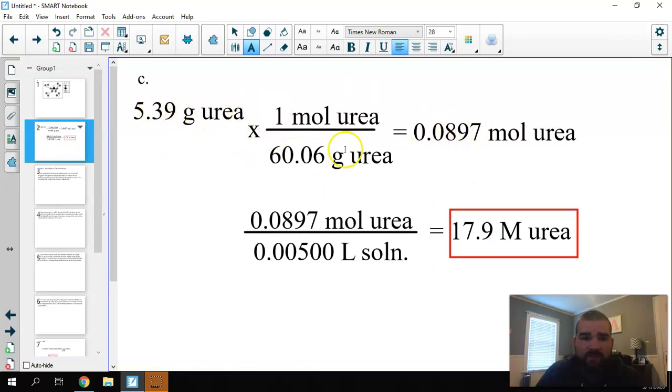We solve for the moles using the molar mass, take those moles divided by the liters. Again, convert your 5 milliliters into liters. I didn't show that, but we're just dividing by 1,000, and you should get a molarity of 17.9 molar for part C.